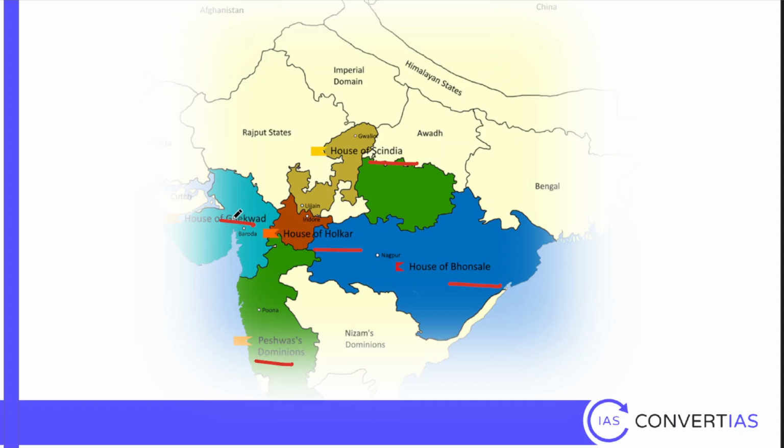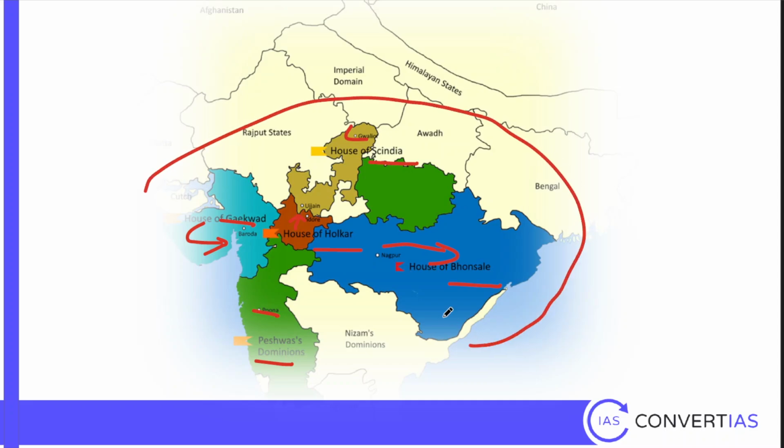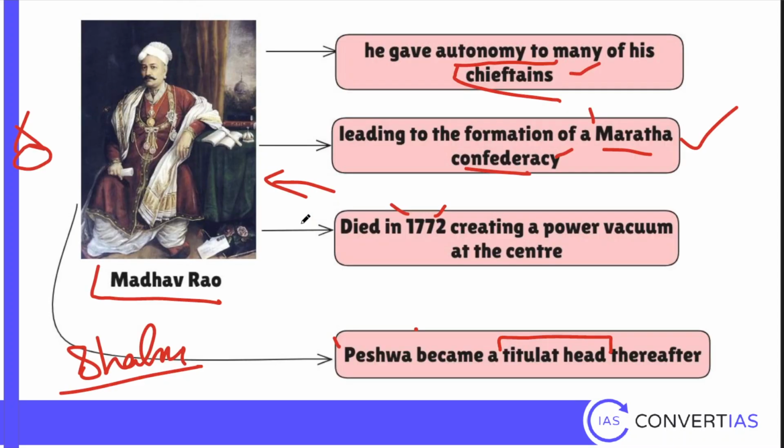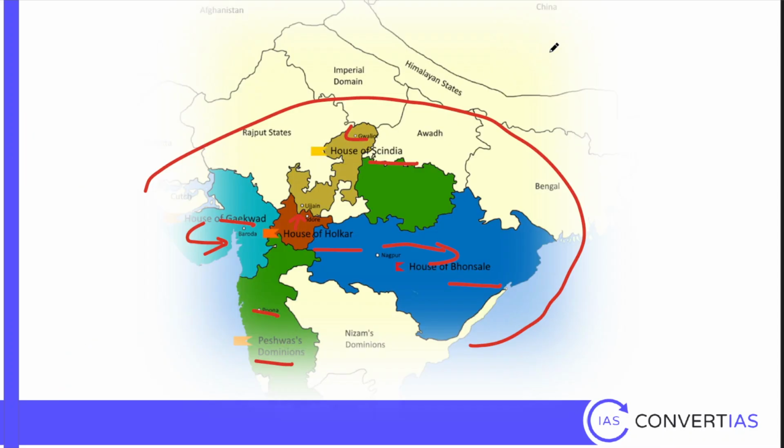The UPSC previous year question was to match them with their region. Gaikwad is in Baroda, which is the Gujarat region. Holkar is in Indore, the proper central Indian region. Scindias are in Gwalior. Bhonsle is in Nagpur. And you have the Peshwas in Pune, so it was always their capital. This is how the Maratha Empire stands by the end of Madhav Rao's reign in 1772.